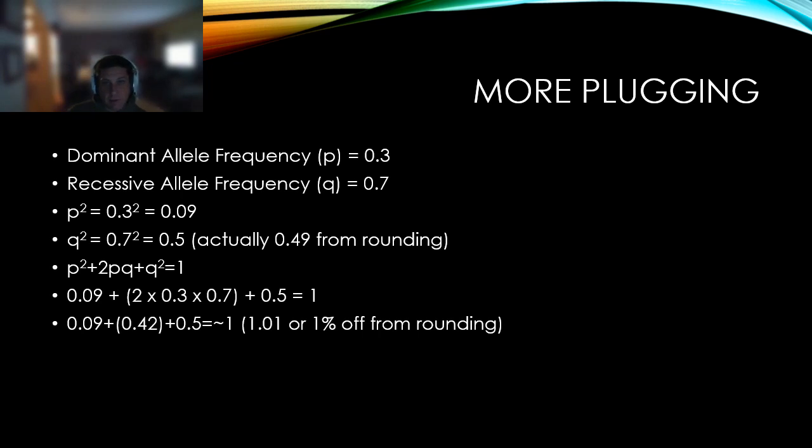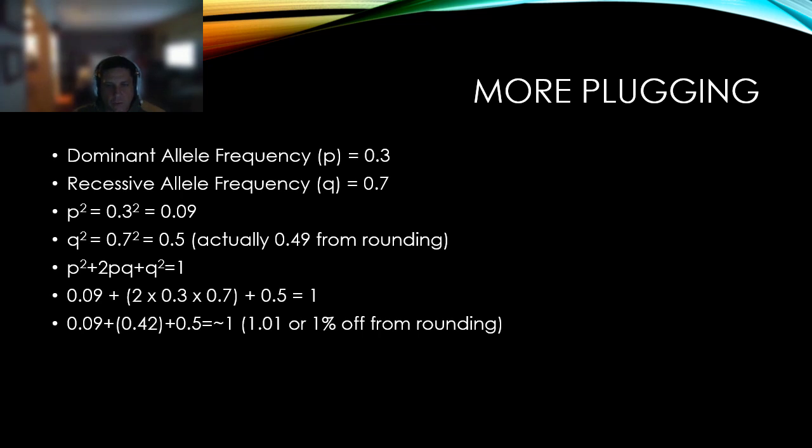And we have a Q squared. So we take Q and we square that, and that's equal to Q squared. We do that math backwards again, right? And we come out with 0.49, but that's rounding. So we're making 0.5 because that's where we are.